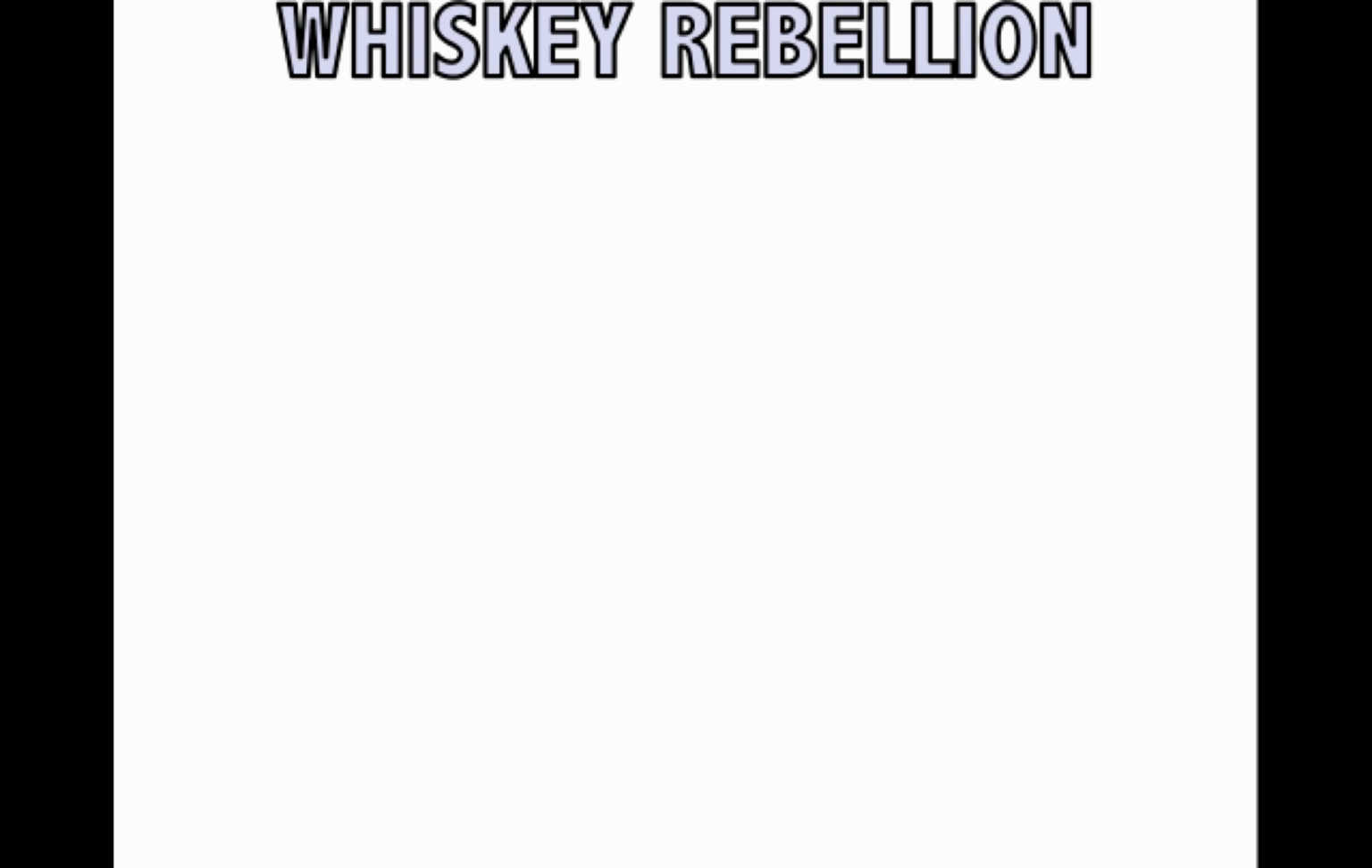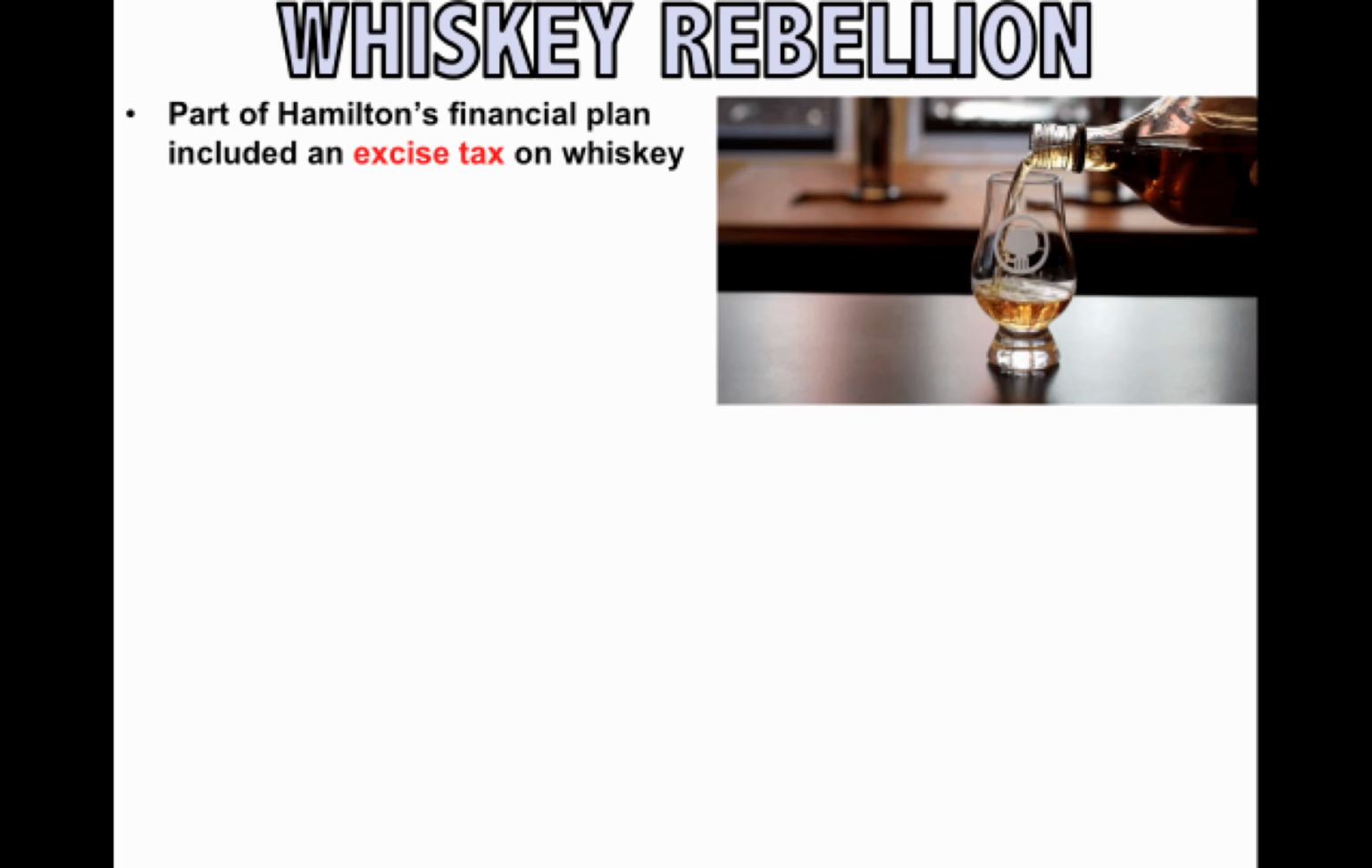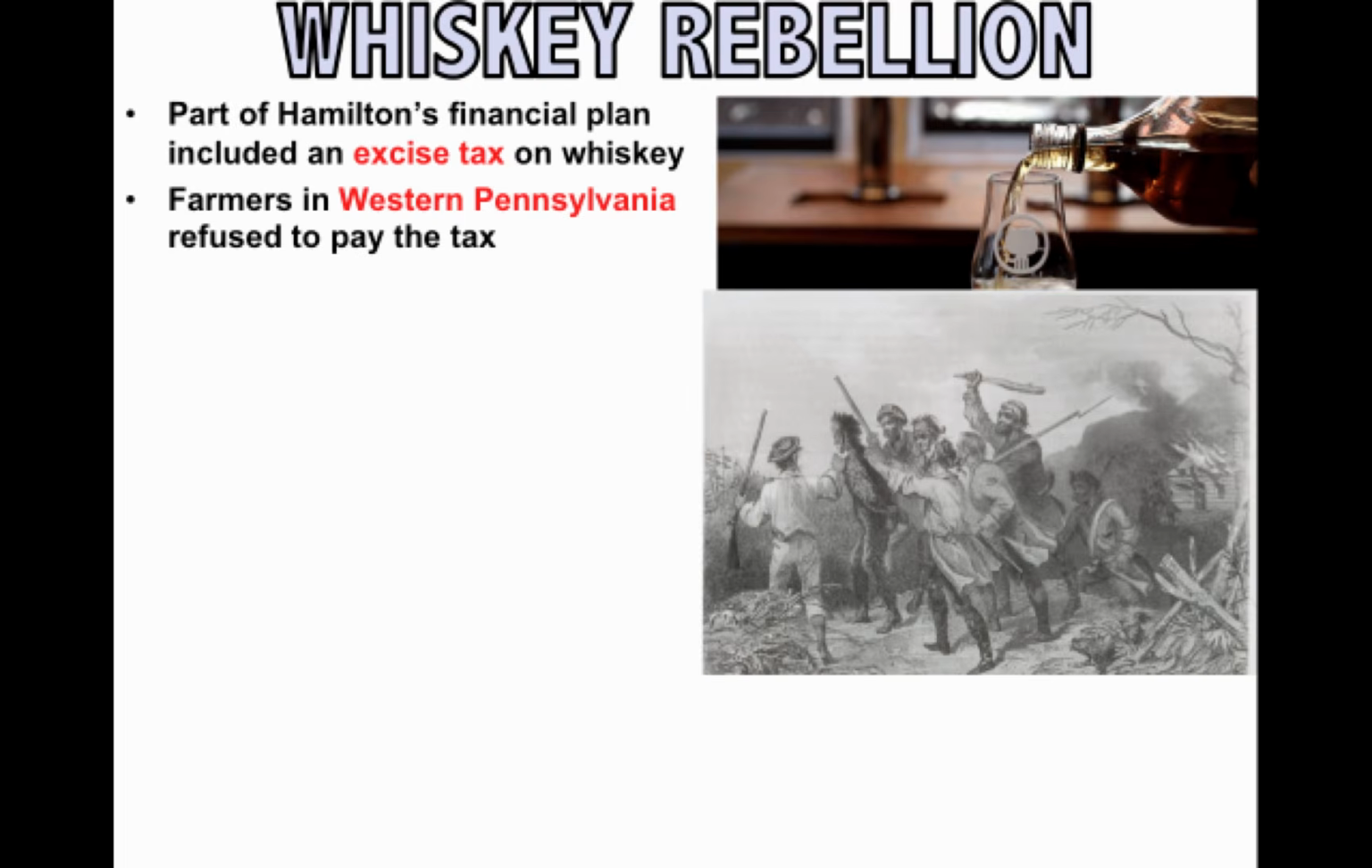It's important you know about the Whiskey Rebellion, which was a big test for the new national government. Remember, part of Hamilton's financial plan included an excise tax on whiskey. This was intended to generate revenue for the federal government, and it hurt a lot of farmers because they distilled whiskey from their excess corn. And as a result, farmers in western Pennsylvania refused to pay the tax. You could see in the image them tarring and feathering a tax collector. Tax collectors were oftentimes attacked, and the farmers felt this was a violation of their liberties.